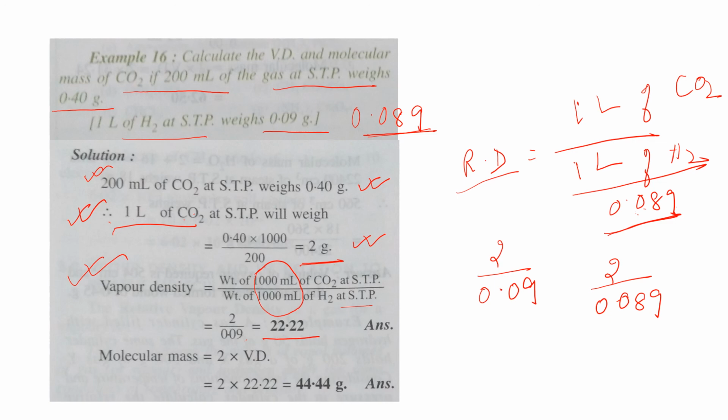You have to find out the molecular mass. You know that molecular mass is equal to 2 into vapor density. It is coming 44.44 gram. Am I clear? So unless and until you solve the numericals on your own, you will not be able to do it. So please solve it on your own in your notebook.